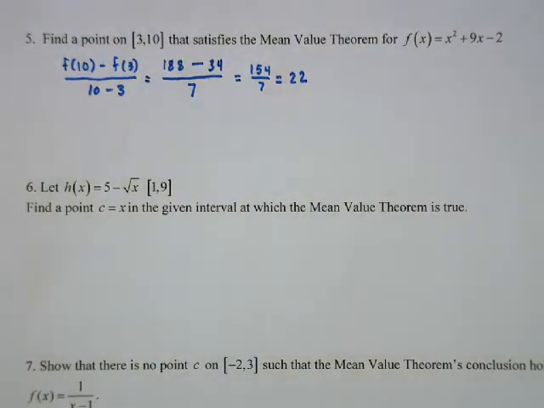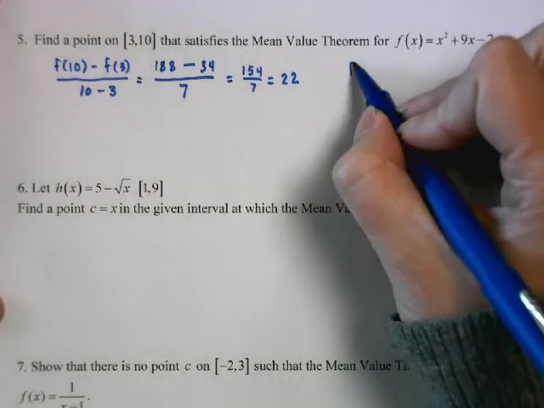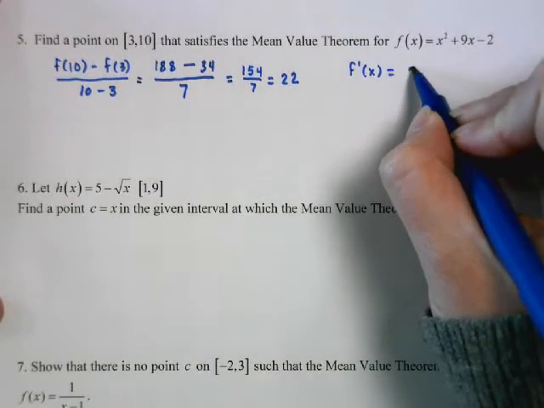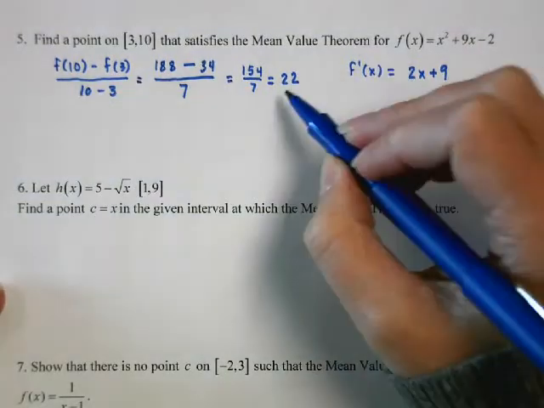We're now going to find the location between 3 and 10 that has that same slope. So to do that, we need to take the derivative and set it equal to our slope.